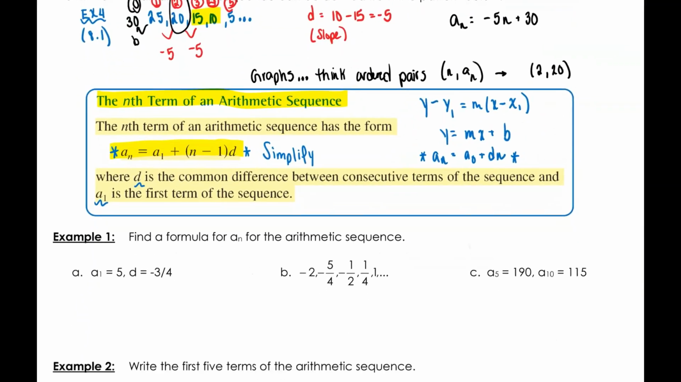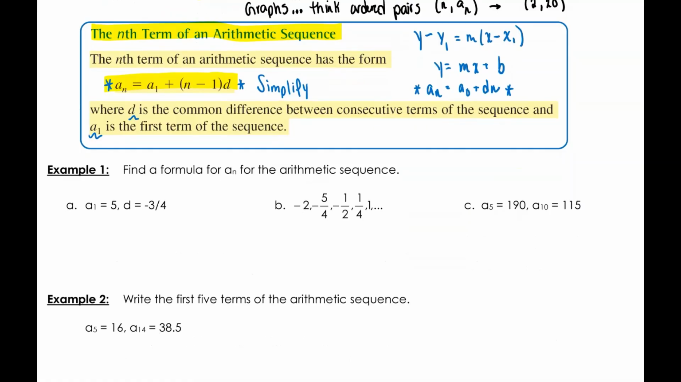Let's come down to example 1 and find a formula for a sub n for the arithmetic sequences. Again, they're asking us for the explicit formulas.